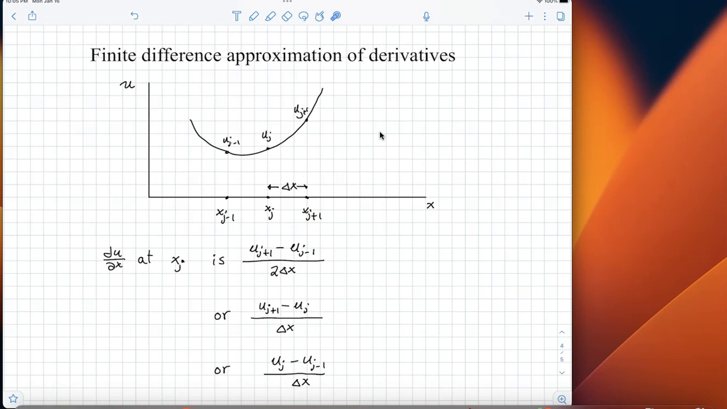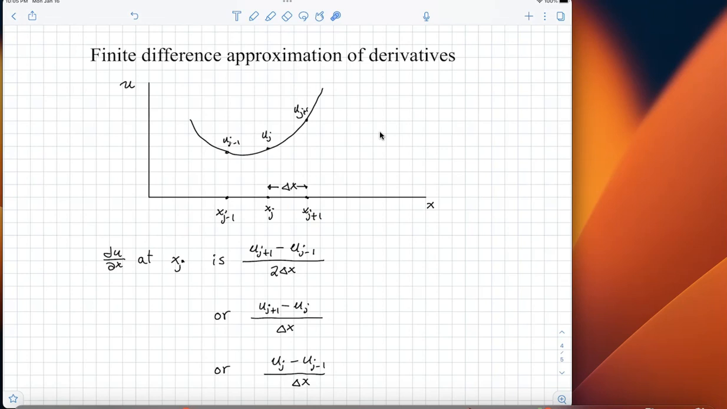Maybe, since I am looking at rise over run, I may not need all those 3 points. I can look at this point xj and this point xj plus 1. So I can simply see what is the rise and what is the run: uj plus 1 minus uj divided by delta x. Or maybe I can look at xj minus 1 and xj, and then I can see the rise over run. So the difference would be uj minus uj minus 1 divided by the x difference, which is delta x.